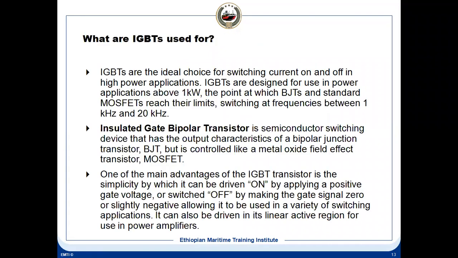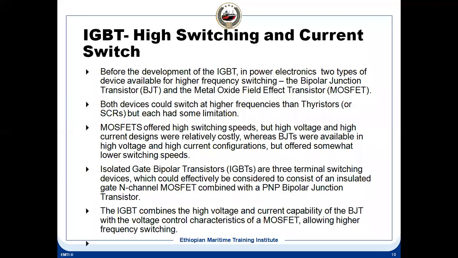Let's come back to the basics where we stopped. So IGBT is a fast switching device. It is very fast switching. Before the development of IGBTs, we were basically using bipolar junction transistors, MOSFETs and so on. Both devices could switch at higher frequencies than thyristors. Okay, MOSFET offers high switching speed, meaning it is fast.